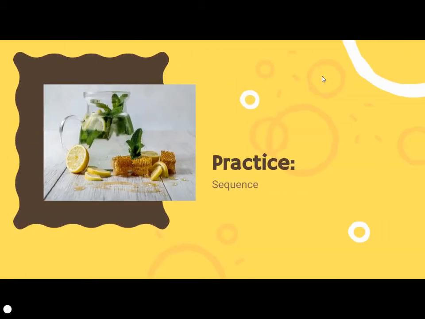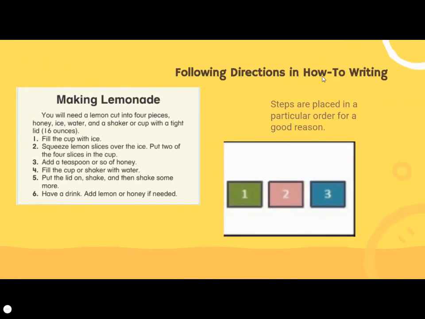Practice. Sequence. Authors use sequence to organize ideas in how-to writing. The writer begins with a list of things you will need to make lemonade. What follows this list? The steps to making lemonade are numbered. The writer organizes them in sequence. This means that you do step 1 first, step 2 second, and so on.